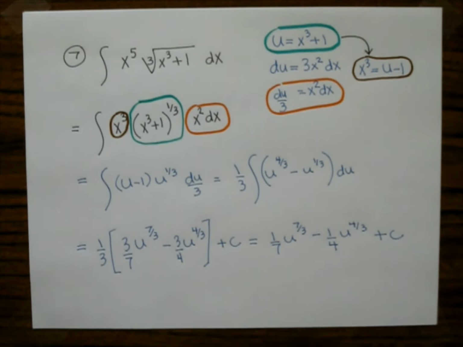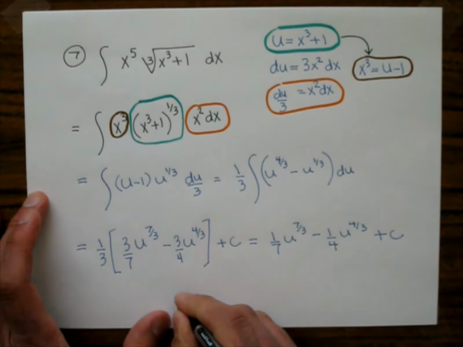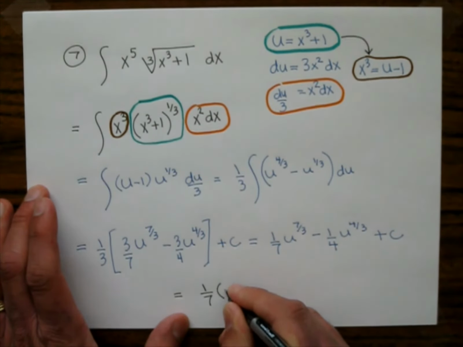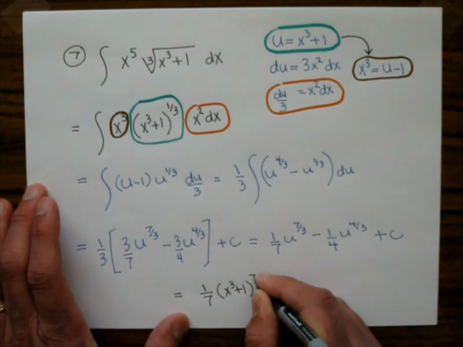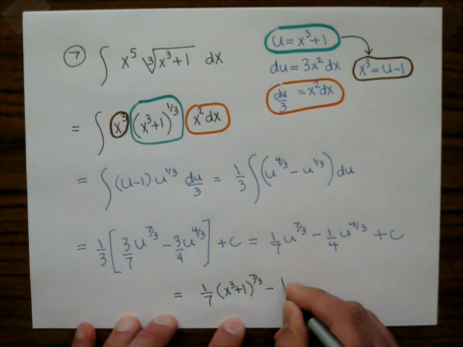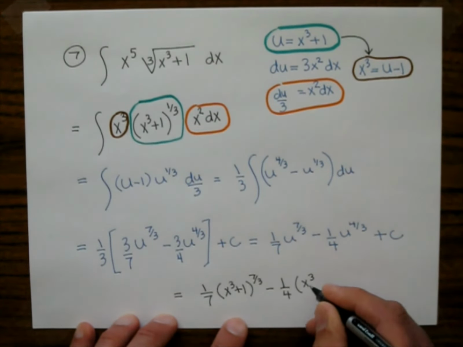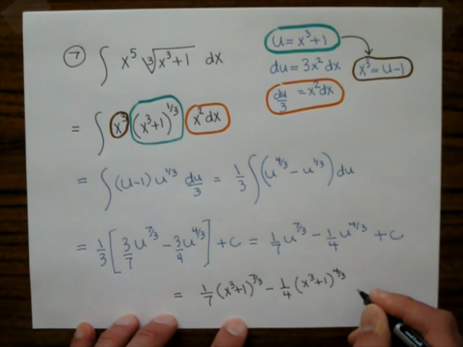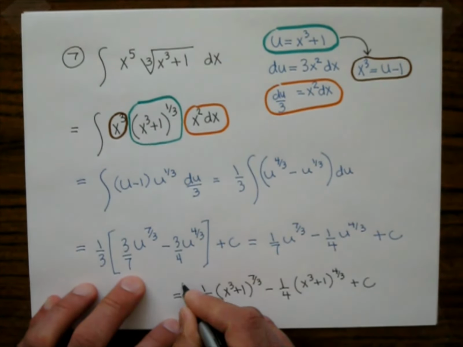We've done all this work. We want to box that answer, but we've got to replace our u's. So when I replace my u's, I end up getting 1/7 x cubed plus 1 to the 7/3, and minus 1/4 x cubed plus 1 to the 4/3, and then I have plus c. And that completes the problem.